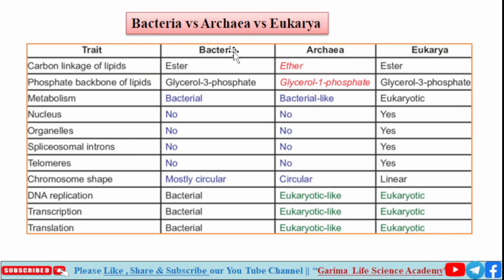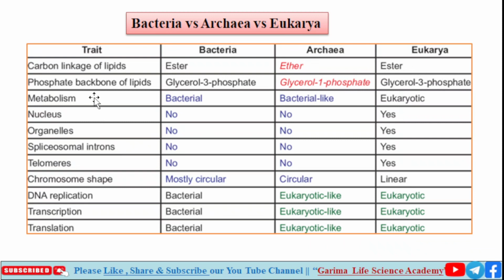In case of bacteria, it is ester linkage. In case of archaea, it is ether linkage. But in case of eukarya, it is also ester linkage. The second property is phosphate backbone of lipid. In case of bacteria, it is glycerol 3-phosphate. In case of archaea, it is glycerol 1-phosphate. But in case of eukaryotes, it is glycerol 3-phosphate.